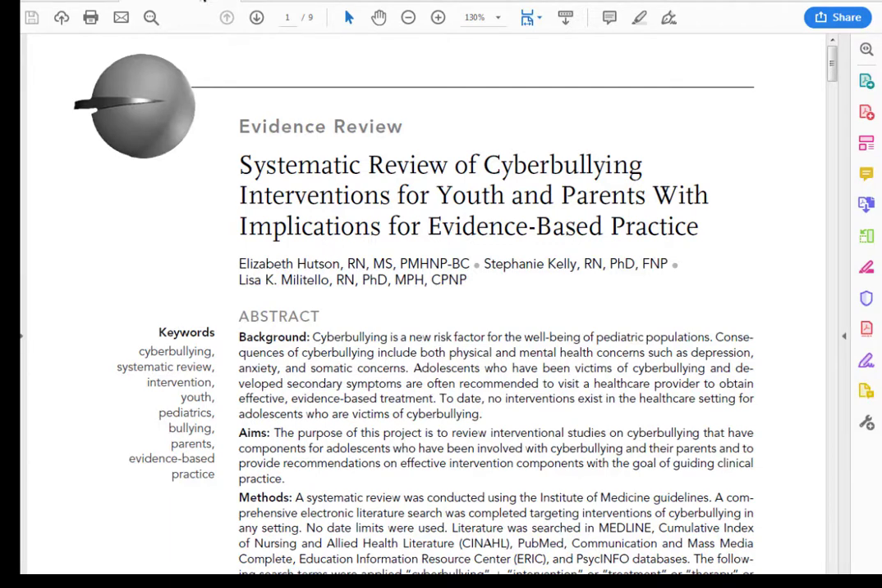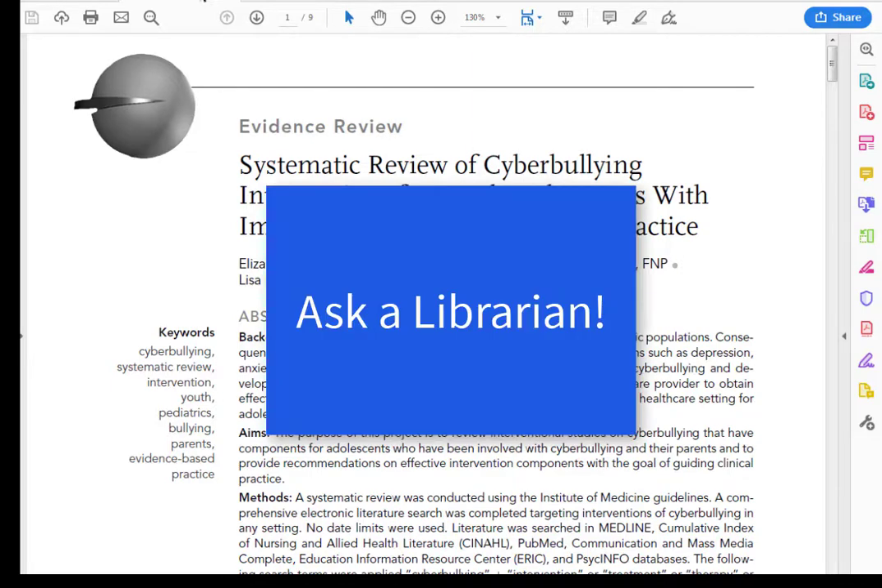You will learn more about research methodologies and the types of scholarly articles you need for your work as you go through your nursing program. In the meantime, if you have questions finding scholarly articles, don't hesitate to ask a librarian.